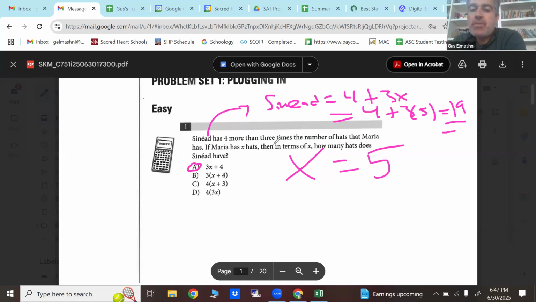Wait, where does it say she has 5 hats? You see that? Oh, because you just make it up. I made it up. Why is it 4 plus 3x? Because 4 more, you have to do 4 plus. And then 3 times 5.